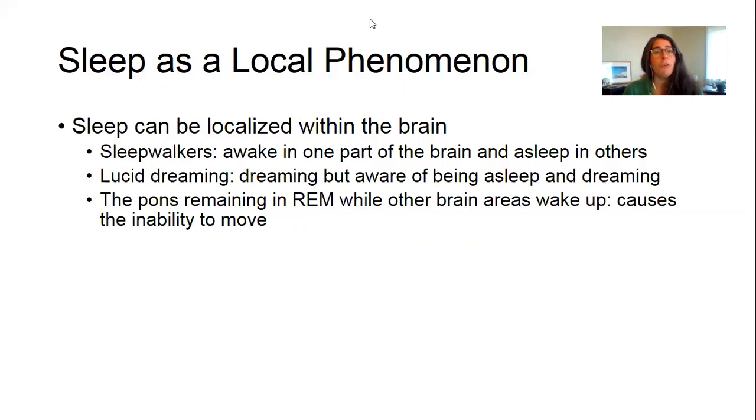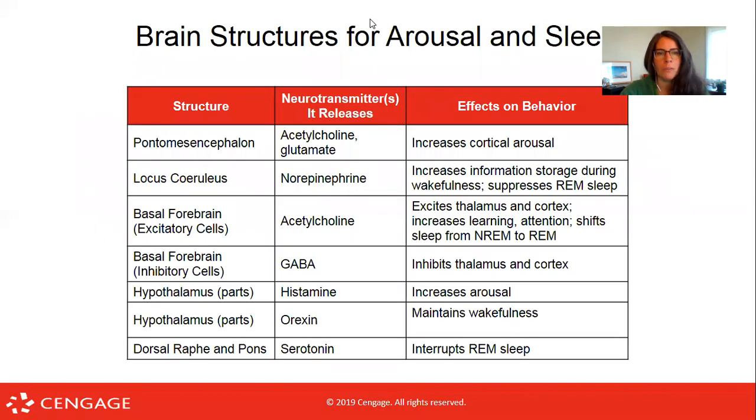I don't know if any of you have experienced sleep paralysis before, but it's quite frightening actually when it happens. And it's nice to have an explanation of what's going on, right? So the pons is functioning as if we're still in REM and other brain areas are awake. So there's consciousness, there's alertness, but that sleep paralysis is still happening based on what's going on in the pons.